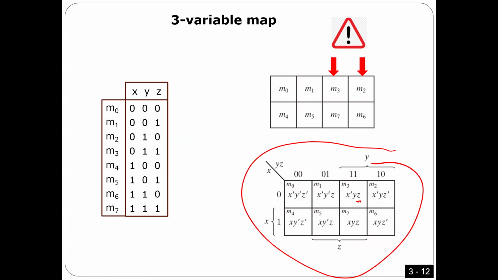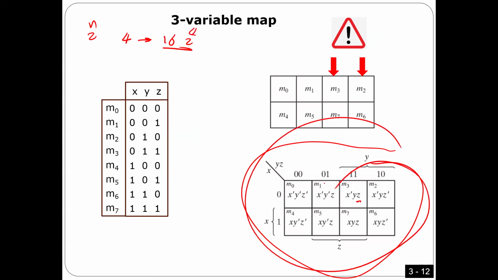Why? Because there is a relation, as I told you before, between the number of squares and the number of variables. The relation is 2 to the power of n. Because I have 4 variables, that means I'm going to have 16, 2 to the power of 4. So this map is going to be double this map. You can imagine why we usually stop at 4 variables. Because if you think about 5 variables, every time you increase the variable by 1, you double the number of squares. So it's going to be 32 squares. It's going to be very difficult to find the best groups by yourself, because the map is going to be very big.